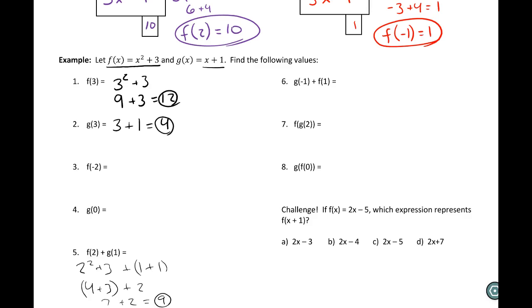So basically all we're doing here is plugging in numbers. Just like we would evaluate an expression in the past, like in 6th and 7th grade, now we're just changing it up and saying we're evaluating a function.